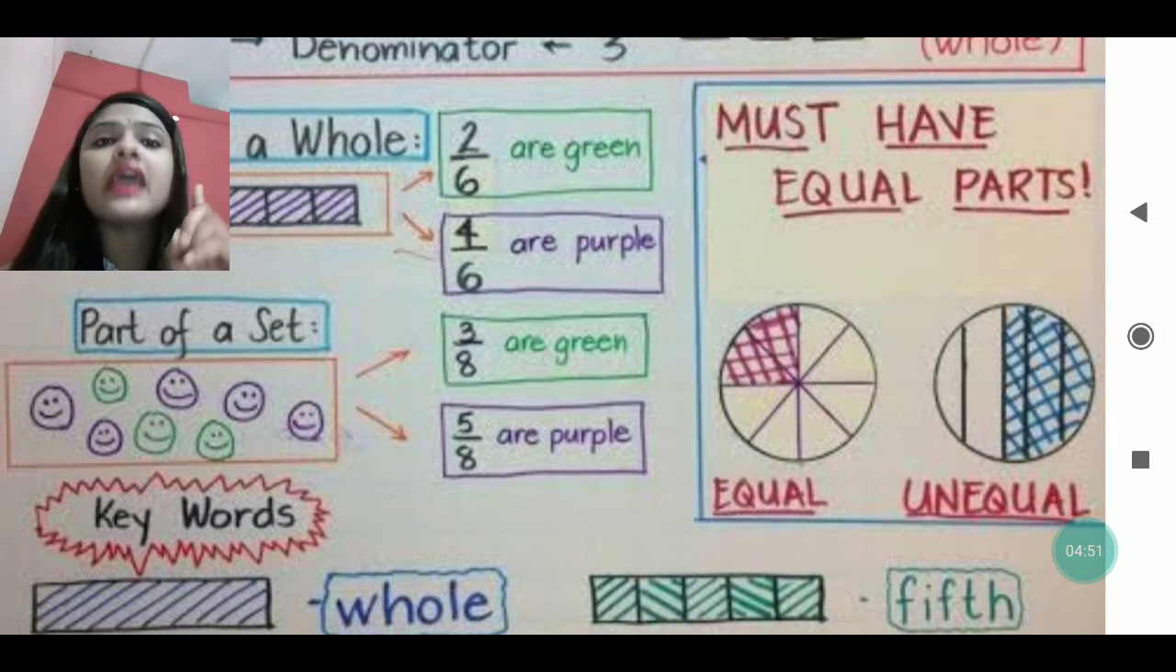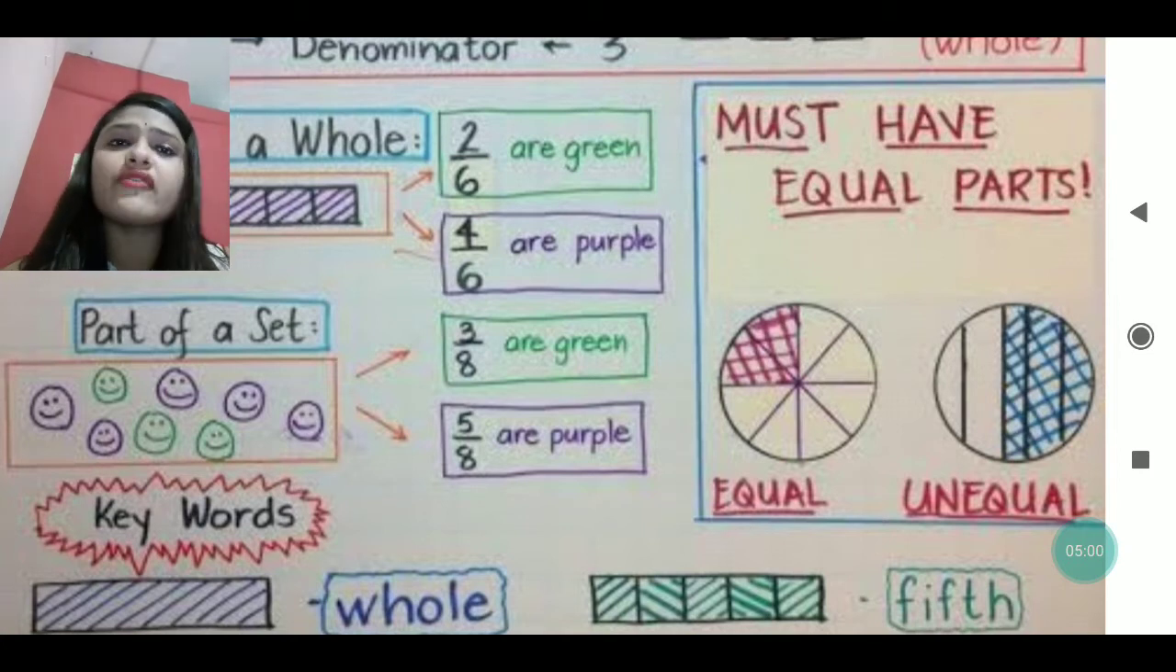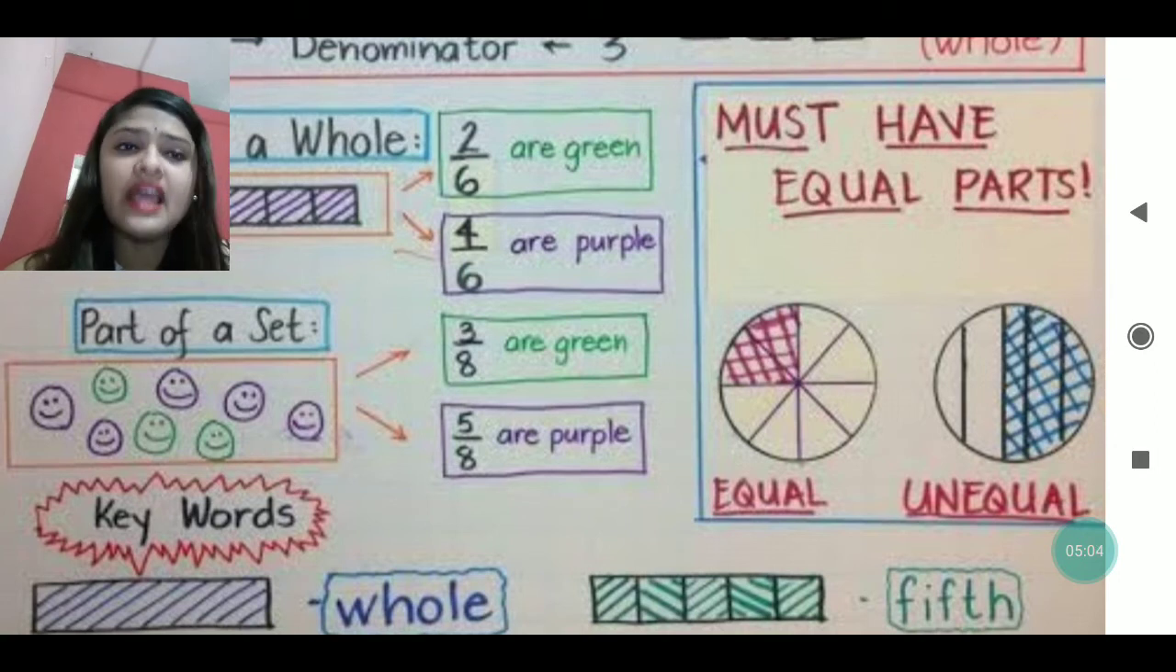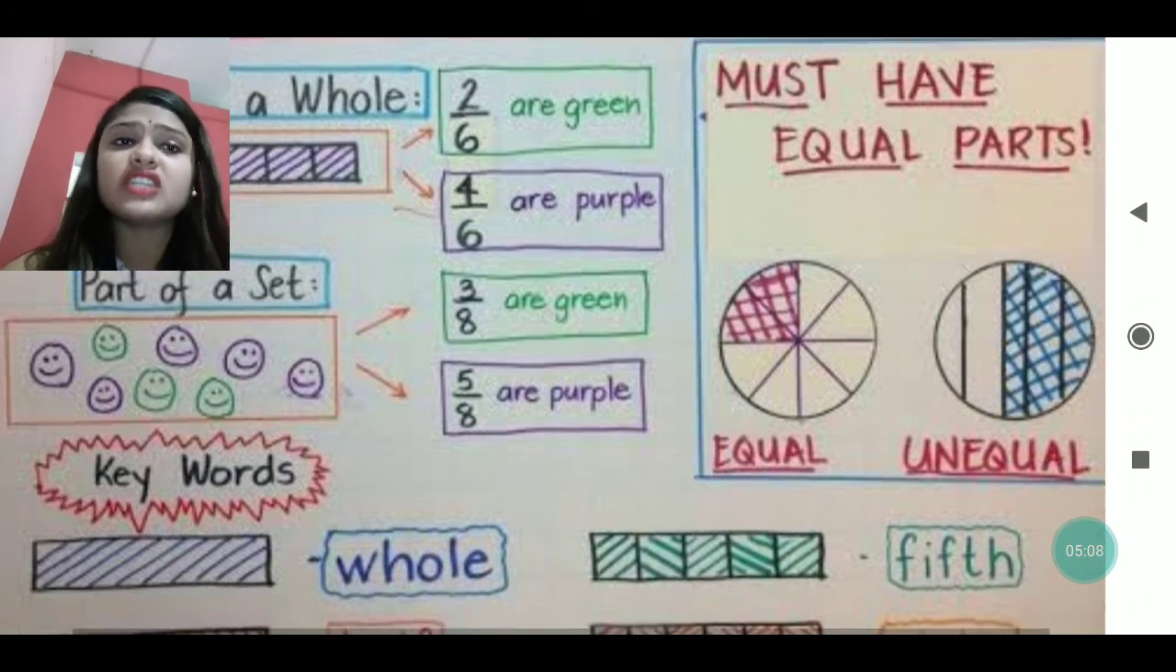So 5 plus 3 is 8. The total number of smileys we will write downside, whereas the number of green smileys we will write upside. Okay, so 3 by 8. In the same way we have done the purple one: the number of purple smileys we have written upside, and the total number of smileys we have written downside. So this is what a fraction is all about.